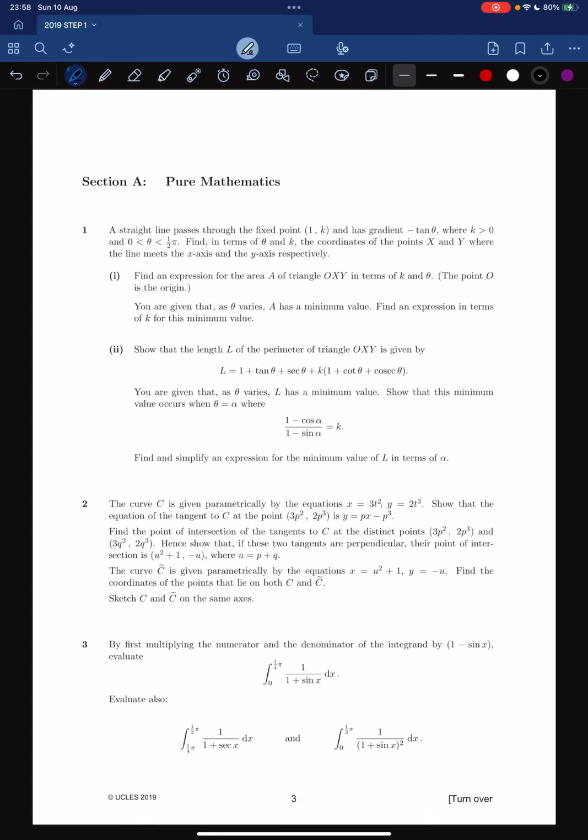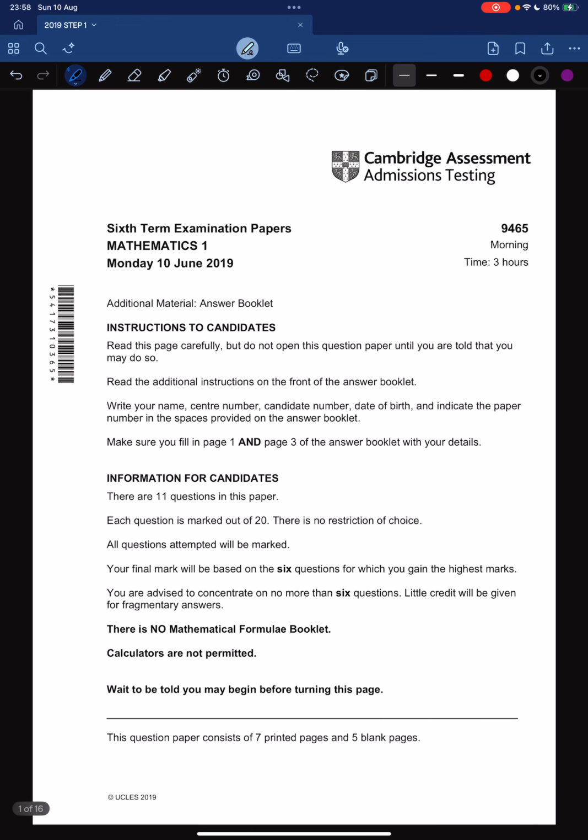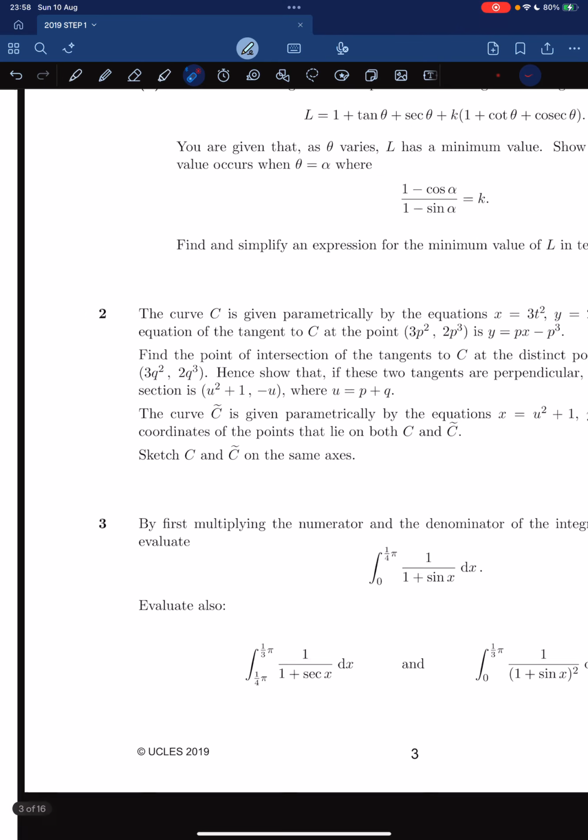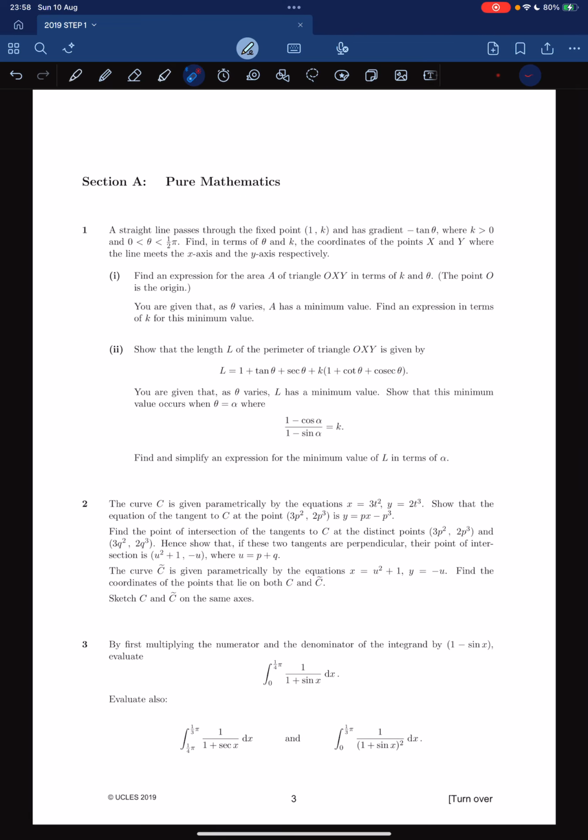Okay, so today I'm going through 2019's paper one, question 3. I've got the paper open here, so let's read the question.